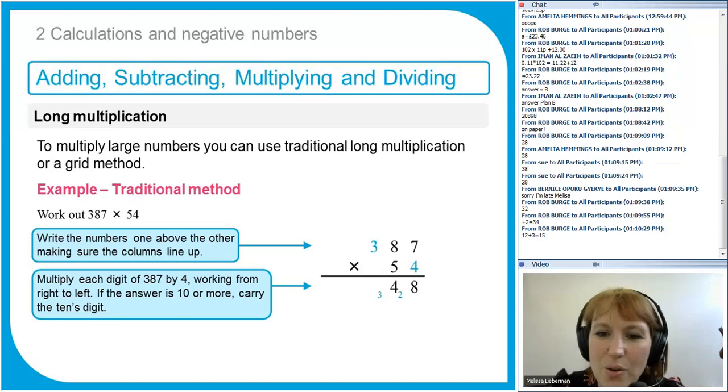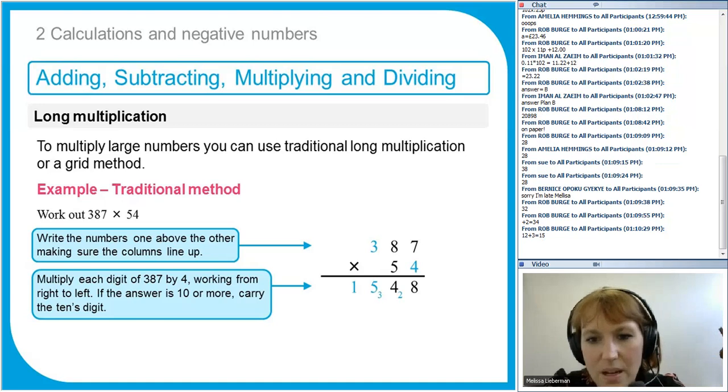Perfect. Right. So 4 times 3 is 12, and then add the 3 underneath, 15. 5, carry 1, but there's nothing in the next column, so we just write the 1 down there as 15. So that number there, 1,548, is 4 times 387. The next step is to work out 50 times 387.